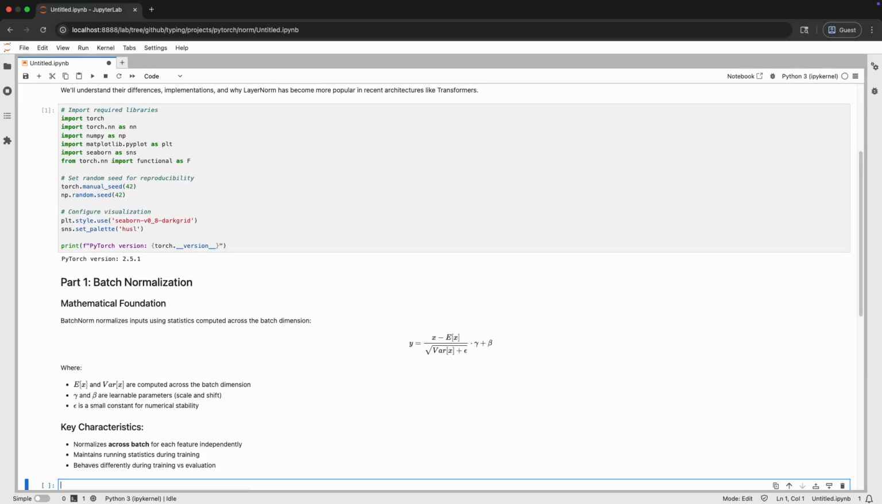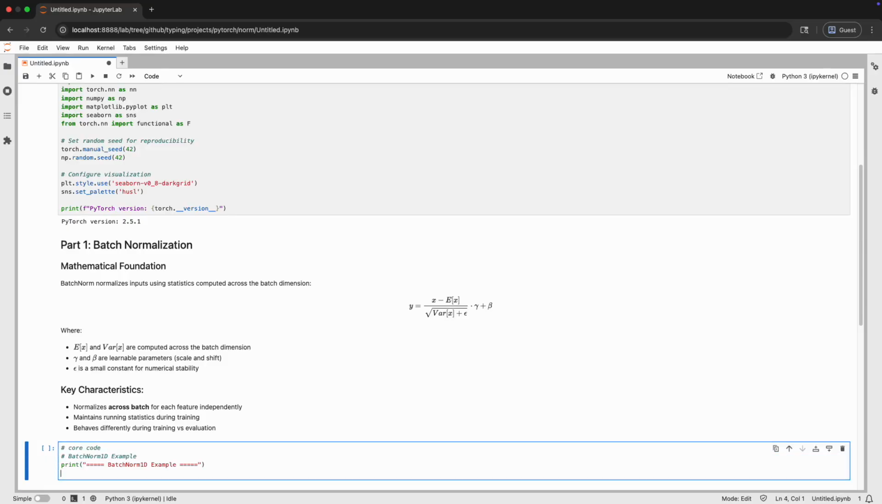Now let's dive into part 1, batch normalization. The mathematical foundation of BatchNorm uses a simple but powerful formula. We normalize inputs by subtracting the mean and dividing by the standard deviation, then apply learnable scale and shift parameters gamma and beta. The key characteristic here is that the mean and variance are computed across the batch dimension for each feature independently. BatchNorm maintains running statistics during training and, importantly, behaves differently during training versus evaluation.